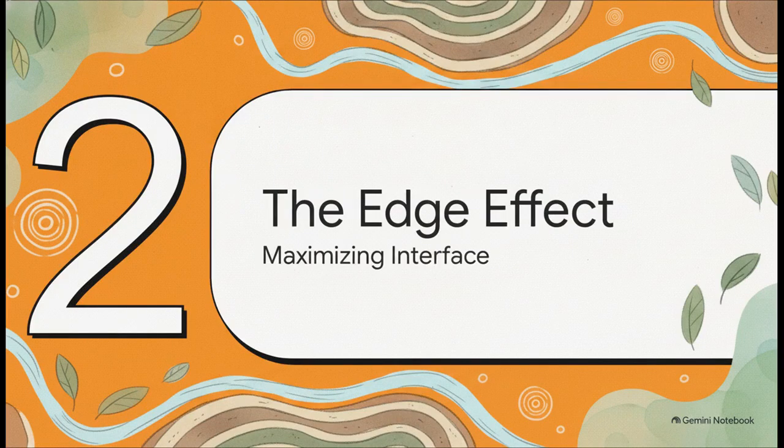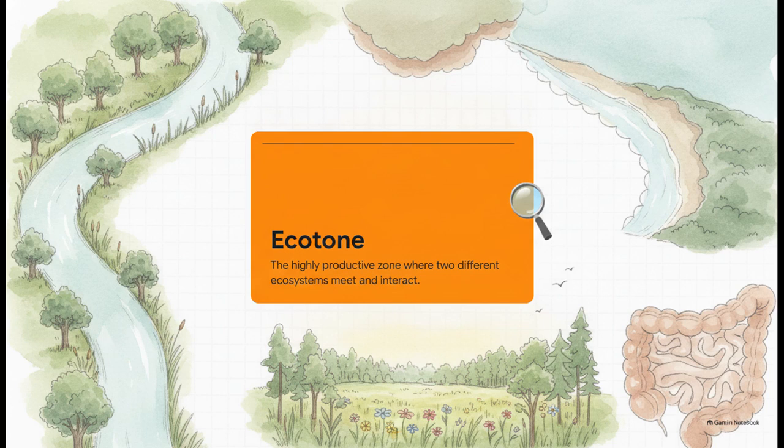Moving right along to Section 2, maximizing the edge effect. So why exactly are these natural, nonlinear shapes so incredibly productive when we apply them to our own spaces? Well, it all boils down to the edge effect. In ecology, the zone where 2 different systems crash into each other, like where a forest meets a meadow or land meets water, is called an ecotone. It is consistently the most vibrant, diverse, and productive part of any landscape.